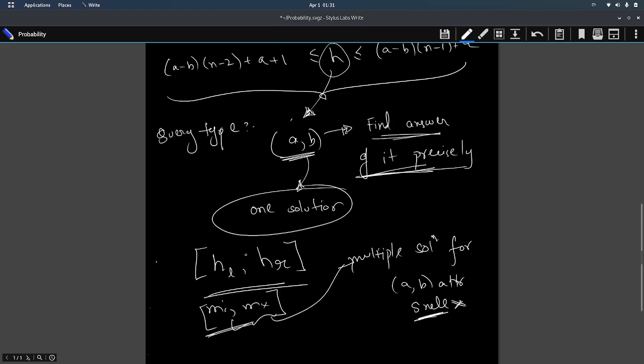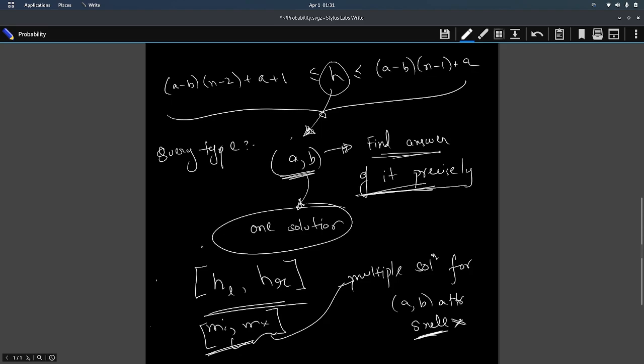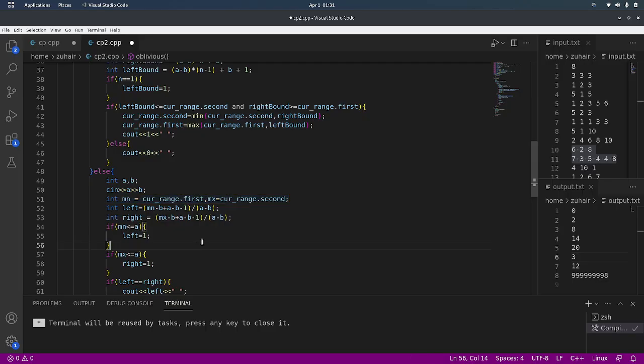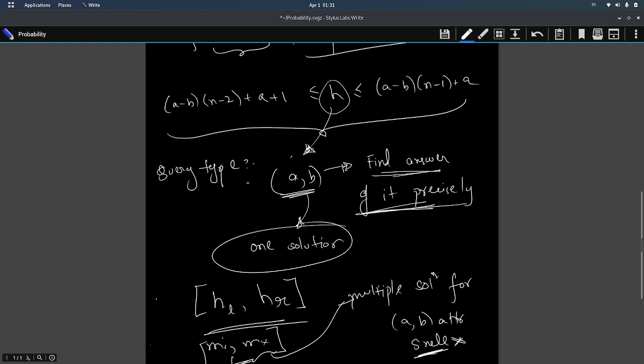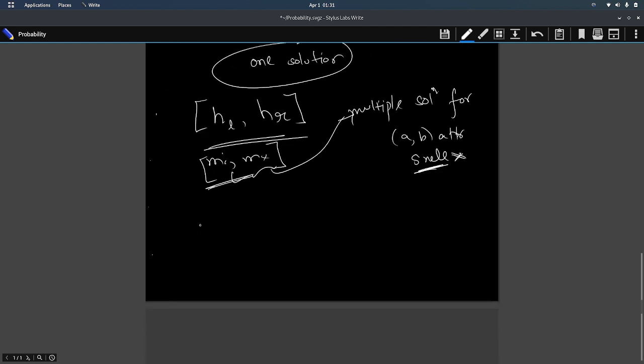So we know from this expression, if we write it in that expression, (a minus b) into n plus b plus 1, right? Our minimum should be greater than or equal to this.